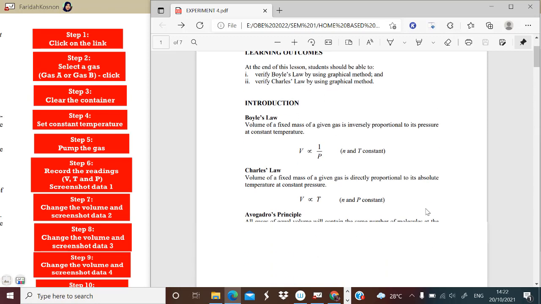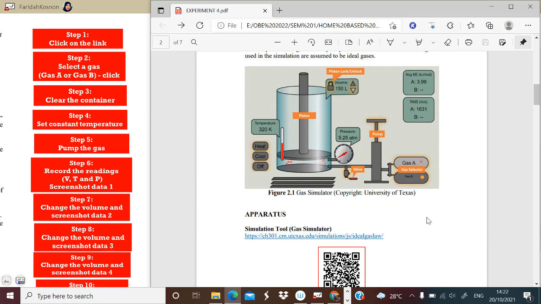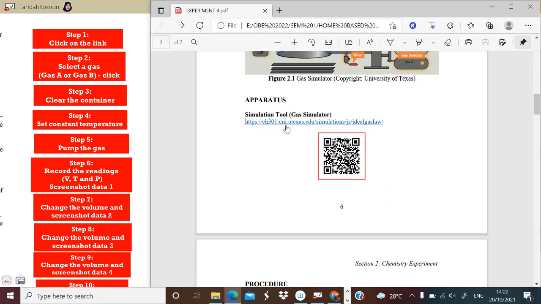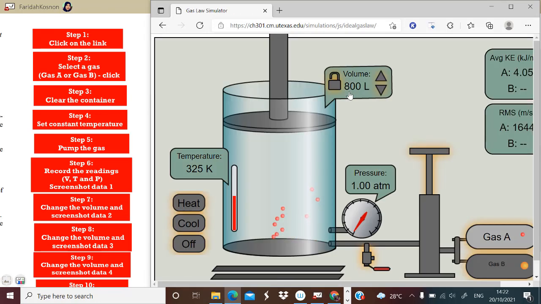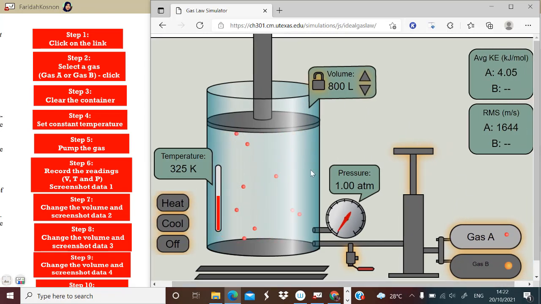So you baca dulu and then bila you refer kepada procedure, you boleh gunakan gas simulator ni sama ada you nak scan QR code ini ataupun when you read the procedures for part A, you can click on the link. Now I try to click on the link. Apa yang you nampak kat sini, the gas simulator appear. Step number 2, select a gas. Pilih salah satu gas, sama ada gas A atau gas B. Let's say saya nak pilih gas A.